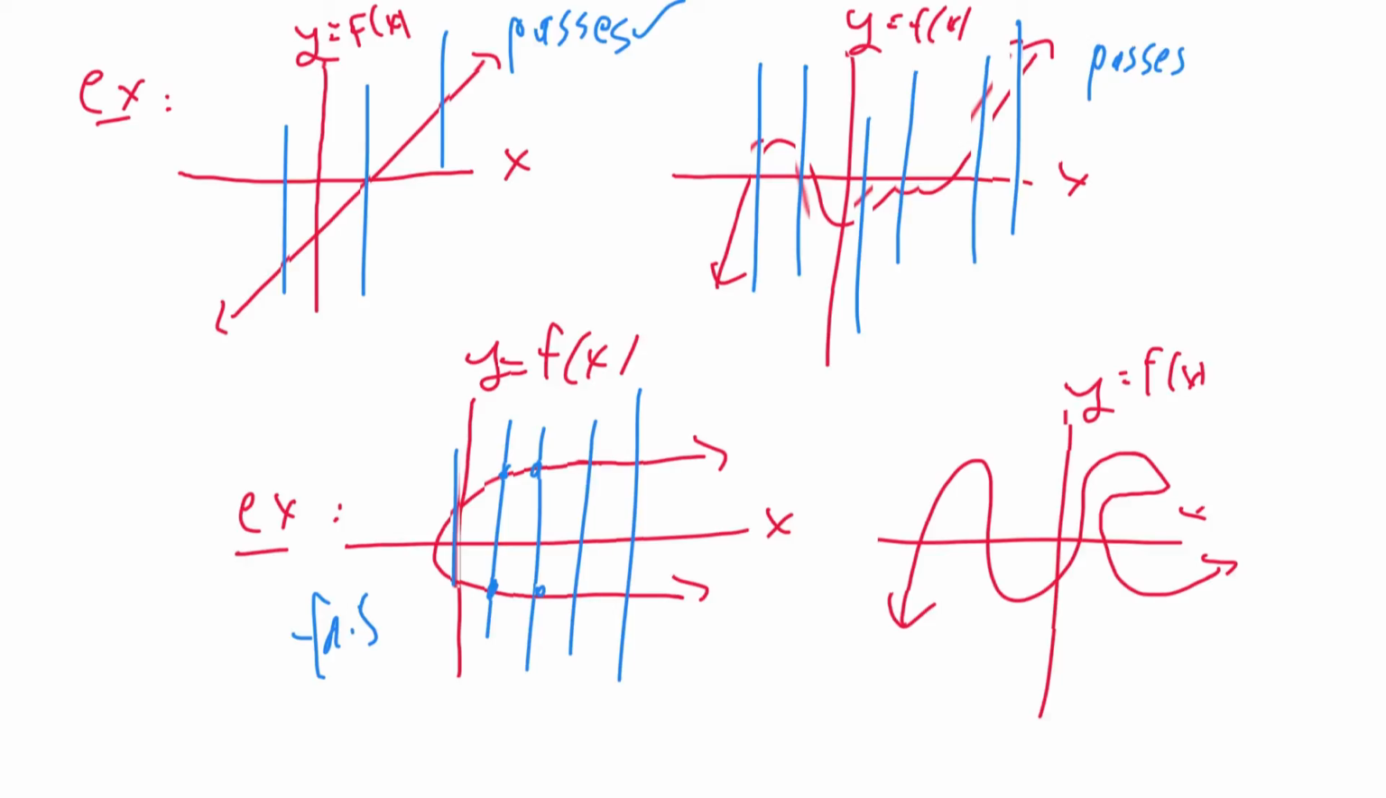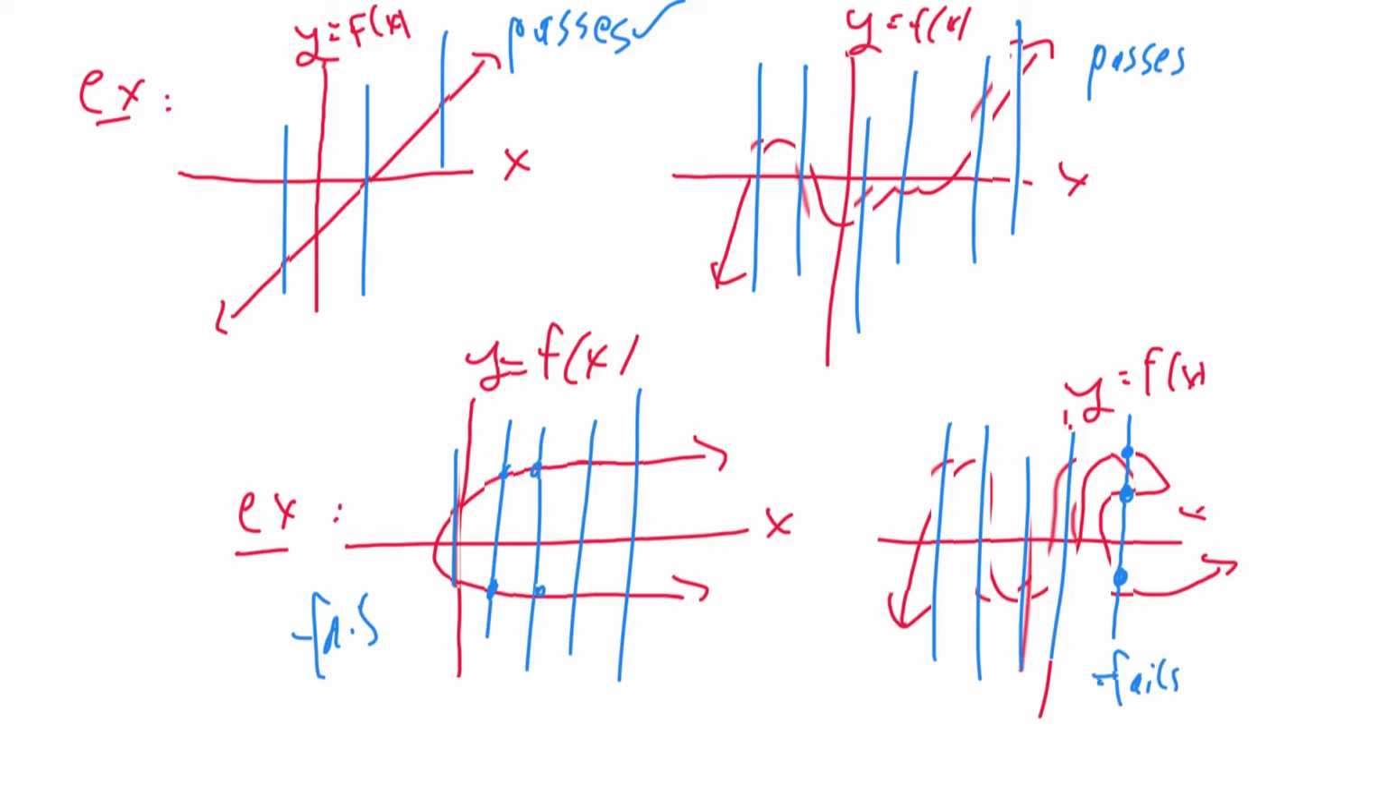And then I have another strange function in the bottom right that some lines pass the test, but then, for example, this line here fails badly. I hit the function 3 times through that line. So this one fails. So this one is not a function. And this one is not a function. But this one is a function.